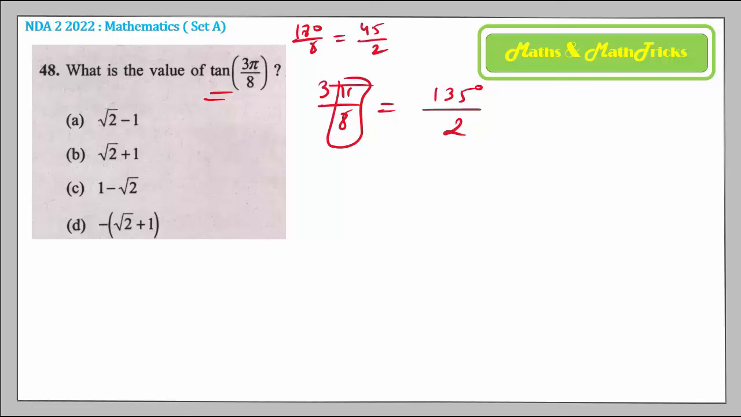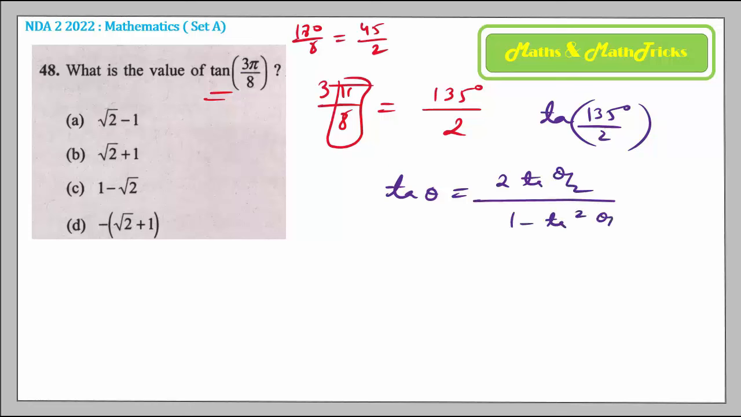So all such questions of half angle base, tan of 135 degrees by 2, you can find out with the help of the half angle formula. You know that tan of theta formula is 2 tan theta by 2 upon 1 minus tan square theta by 2. Now this theta here is our 135 degrees. So you need the value of tan of 135 degrees. So what is tan of 135 degrees? Tan of 90 plus 45, second quadrant tan negative, so minus cot 45, which is minus 1.